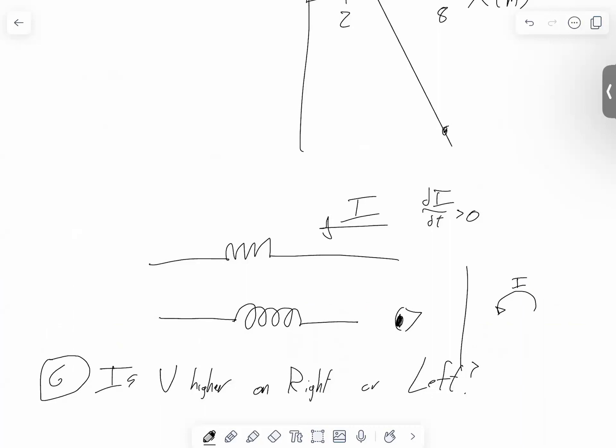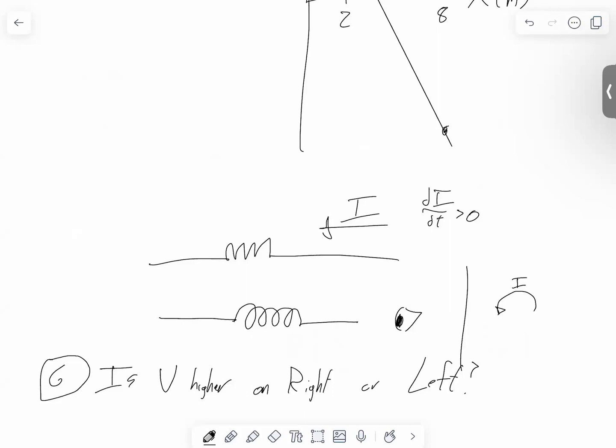Current is going up. What's the equation for the field inside a solenoid? Mu naught N I. If I is getting bigger, so is B this way. The flux is pointing to the right and increasing. From my perspective, looking end on, it's an outflux.